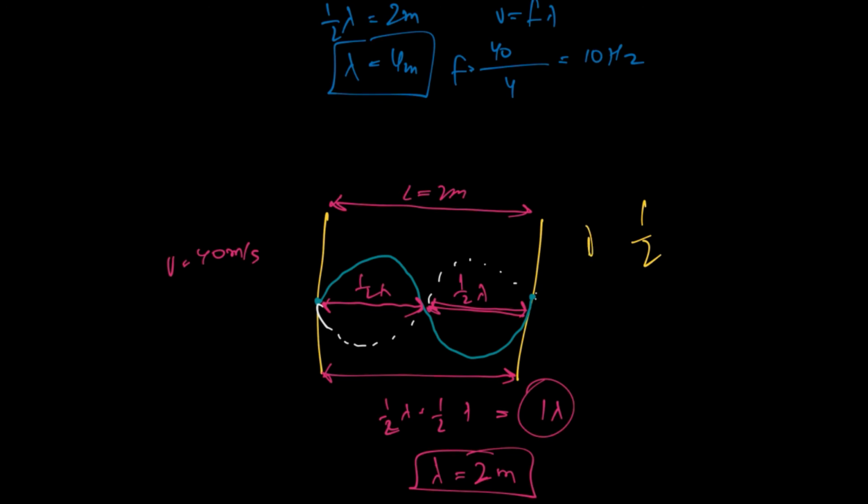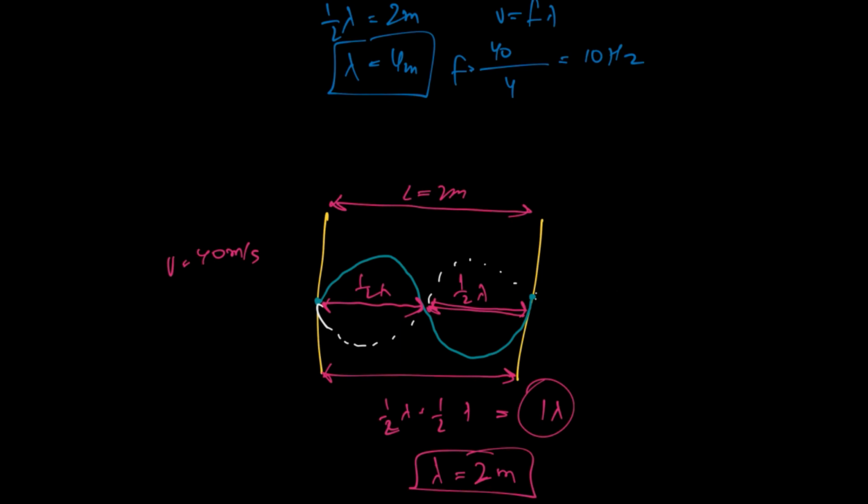So if wavelength is decreased by a factor of 1 upon 2, we already know that frequency would increase by a factor of 2, because frequency is inversely proportional to lambda, provided my velocity is constant. So if lambda is decreased by a factor of 2, my frequency would be increased by a factor of 2 in order to keep my velocity constant.